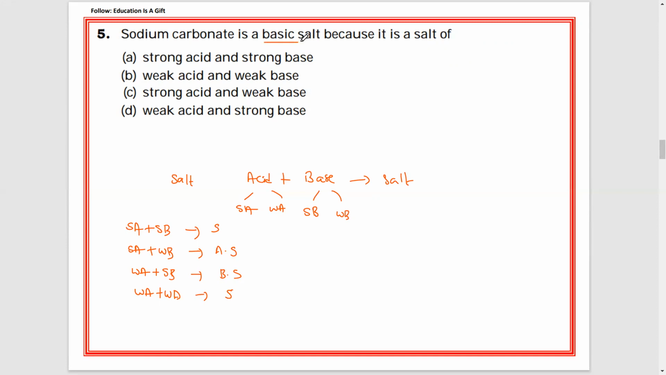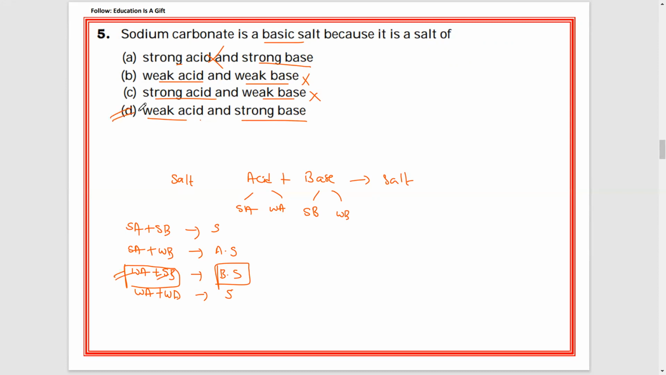Now, what are they asking? Basic salt. Basic salt in the sense weak acid plus strong base. Is there an option with weak acid and strong base? Strong base here we have, but strong acid, not this. Weak acid, weak base, not. Strong acid, weak base, that is also not the correct answer. Weak acid plus strong base, yes. So D is the correct option.